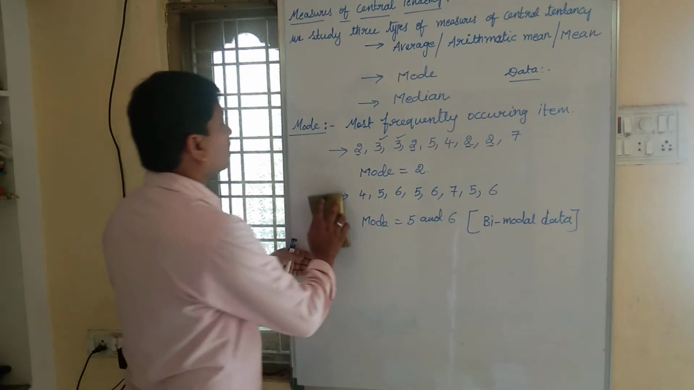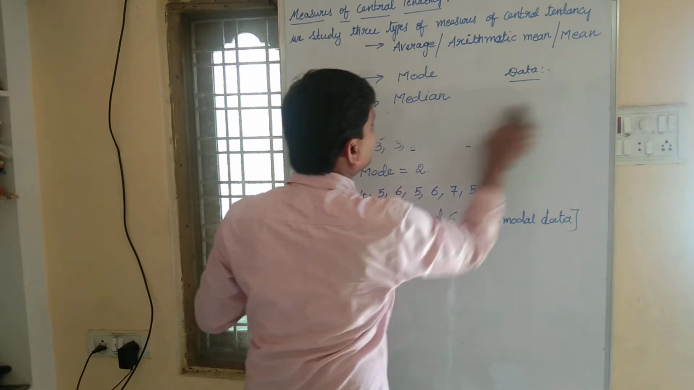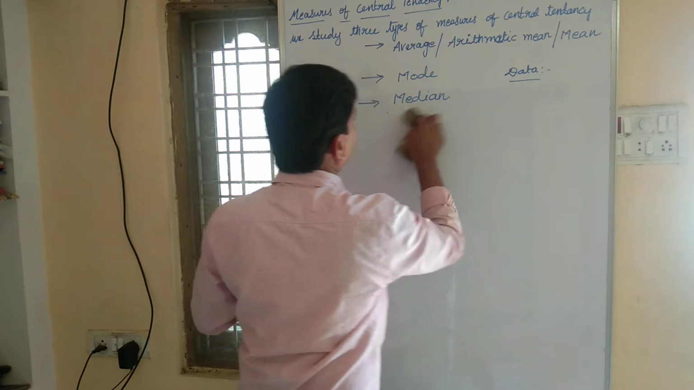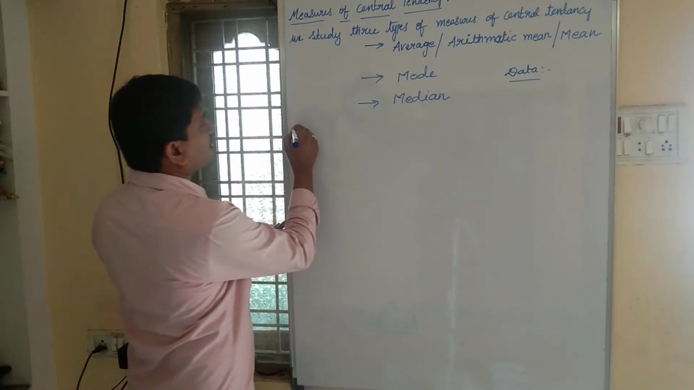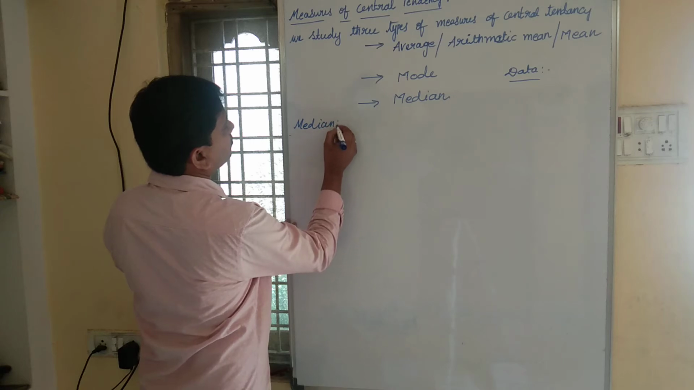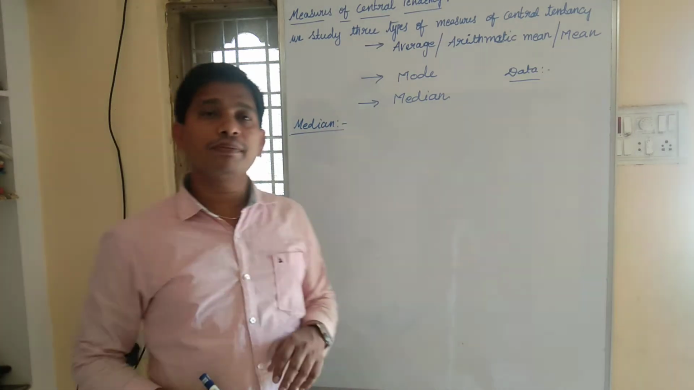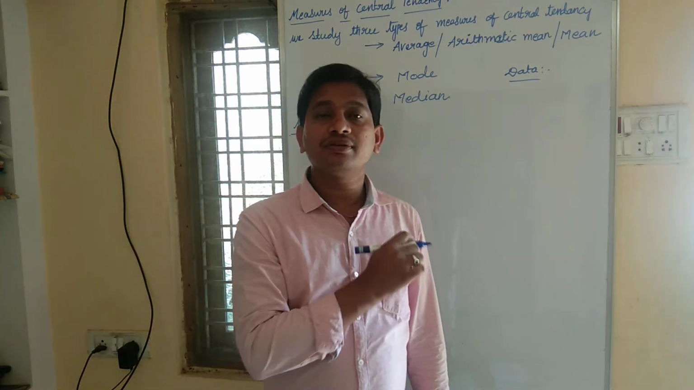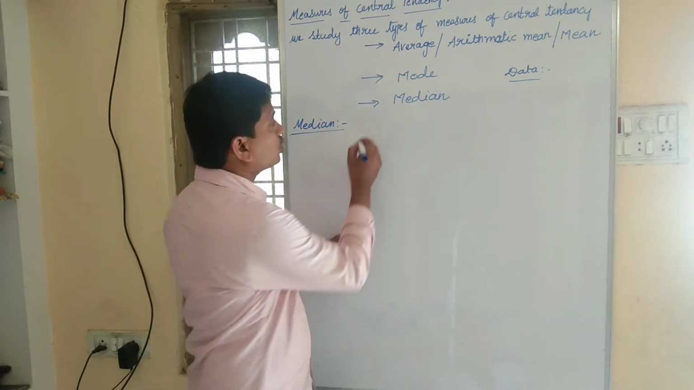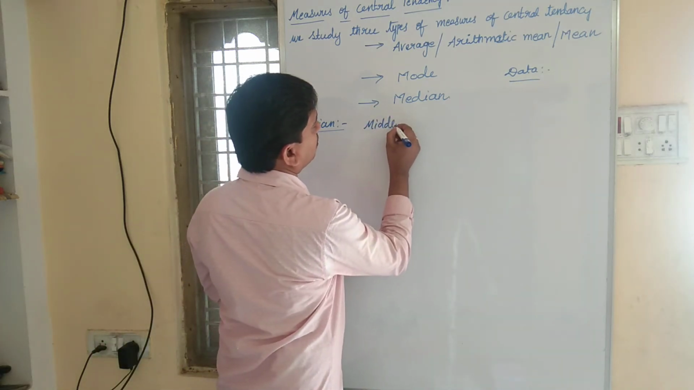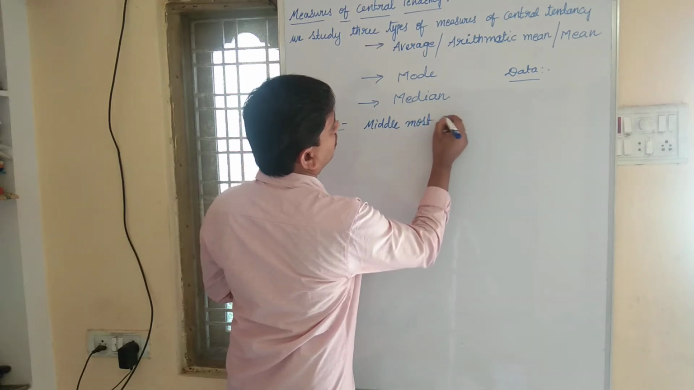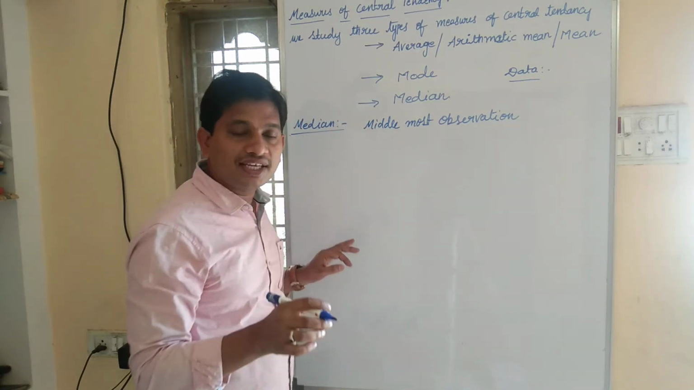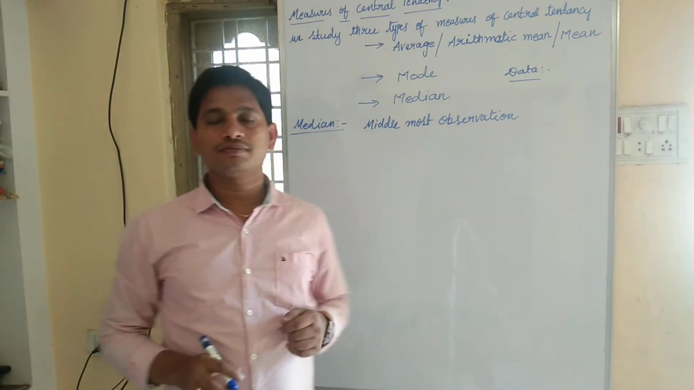Now coming to the third measure of central tendency, which is median. The third one is median. So what do you mean by median? It is the middlemost observation, when the data is arranged in either ascending order or descending order.